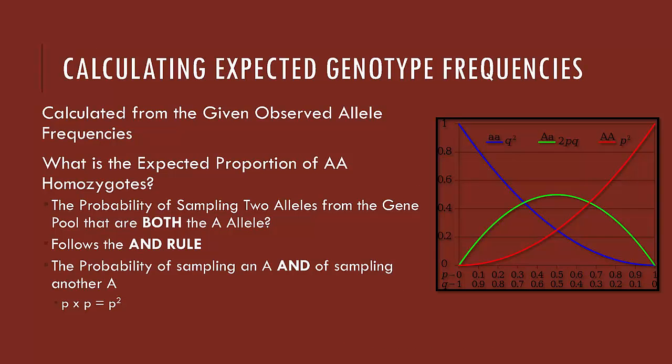So now we can calculate expected genotype frequencies given the observed allele frequencies. What is the expected proportion of AA homozygotes? This is essentially asking us, what is the probability of sampling two alleles from the gene pool that are both the A allele? So this will follow the AND rule. The probability of sampling an A and of sampling another A is P times P, which equals P squared. It's important to keep in mind that this pattern would also follow for calculating the frequency of Q squared, or the BB homozygotes.